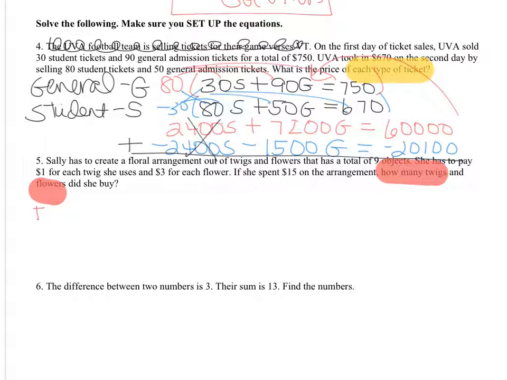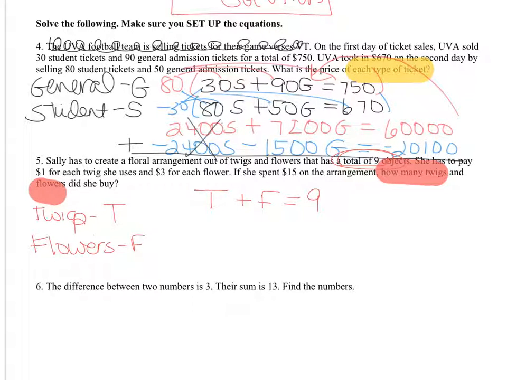So, do I know how many twigs she used? Nope. Give it a variable t. Do I know how many flowers she used? Nope. Give it a letter F. So notice up here, it says she used a total of 9 objects. What are the different types of objects she used in this arrangement? Well, she used twigs and flowers. So if I add up all my twigs with all my flowers, how many objects did I use? I used 9. So my first equation is t plus f equals 9.